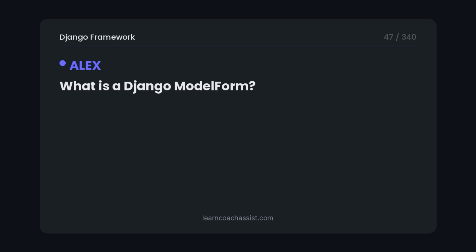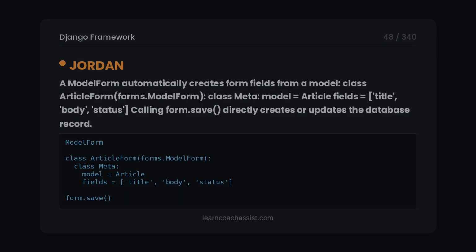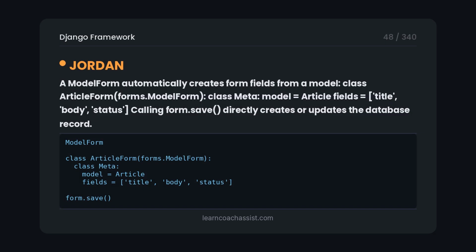What is a Django ModelForm? A ModelForm automatically creates form fields from a model. class ArticleForm(forms.ModelForm): class Meta: model = Article, fields = title, body, status. Calling form.save() directly creates or updates the database record.